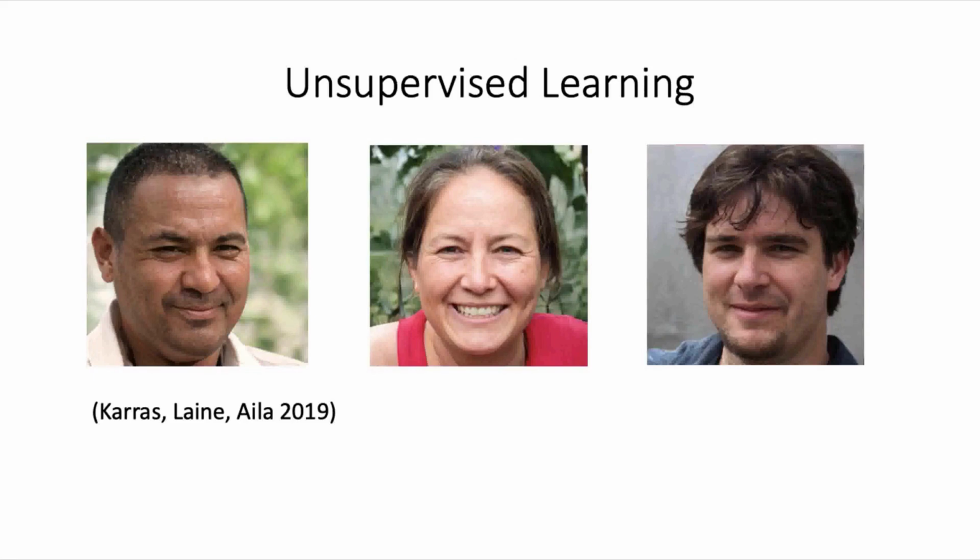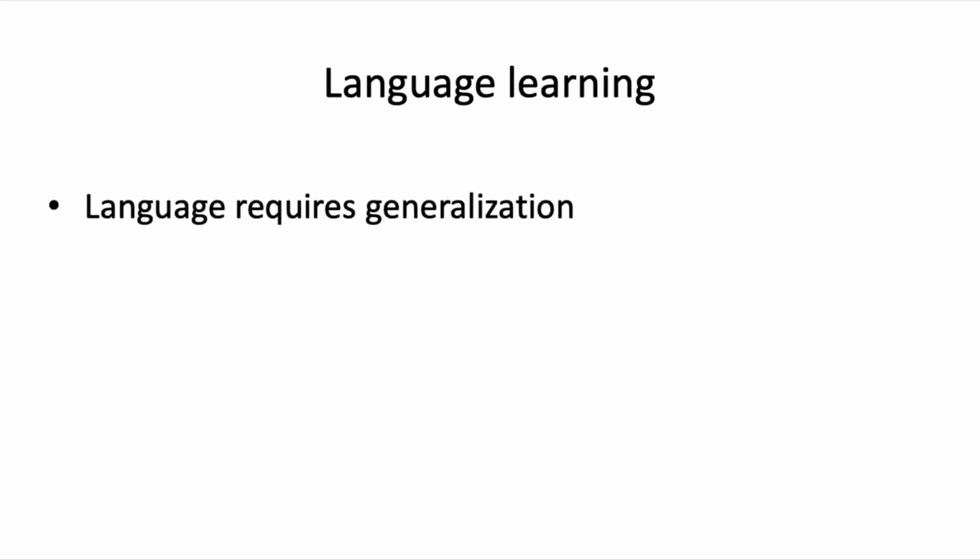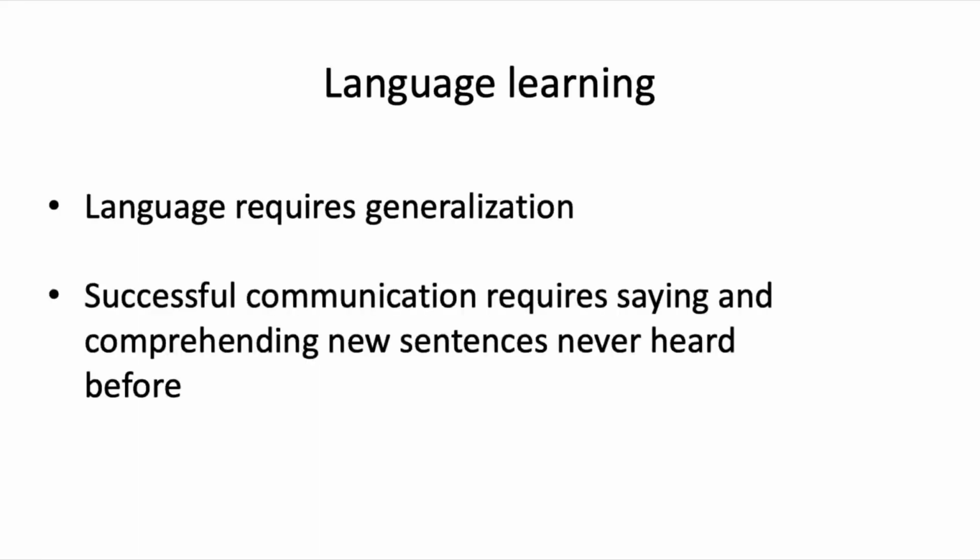Another example for seeing how supervised and unsupervised learning can be used for similar problems is language learning. Language learning is a good example for demonstrating how the goal of learning is to be able to generalize beyond what we've just been exposed to. Successful language communication requires generalization. In order to communicate, we're always hearing and saying new sentences that we've never said ourselves and never heard before.